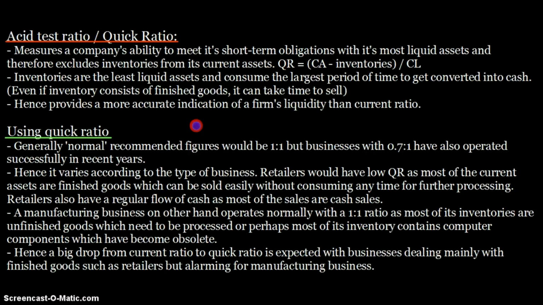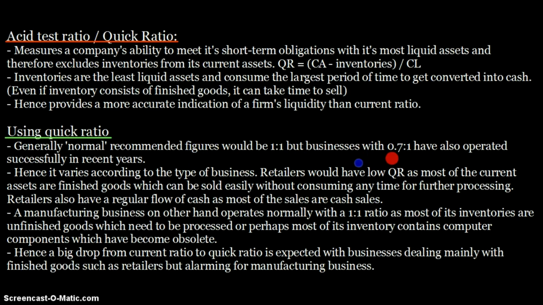How do we use this quick ratio? Generally a normal recommended figure will be 1:1, since the current ratio we wanted was 1.5 to 2. Since we remove inventories, generally there is a drop, so a drop down to 1:1 is recommended, not less than that. But businesses with a 0.7:1 ratio have also operated successfully in recent years. This may be because their inventories were easily convertible to cash, so that's why they were probably successful.